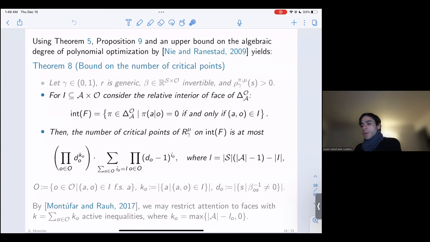Okay, I can also remark that this is how difficult it is to look at the optimization in a particular side of the feasible set. And by these results from previously, we can also restrict our attention to only a subset of the sides of the feasible set. So that means that maybe we don't need to consider so many critical points in the end.